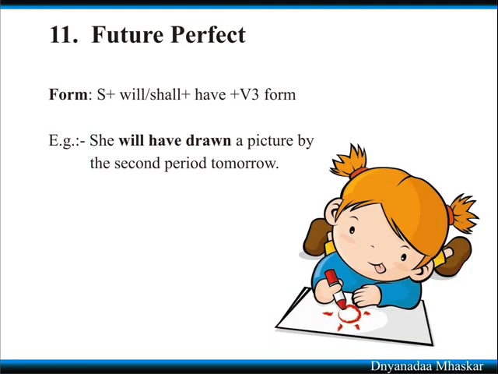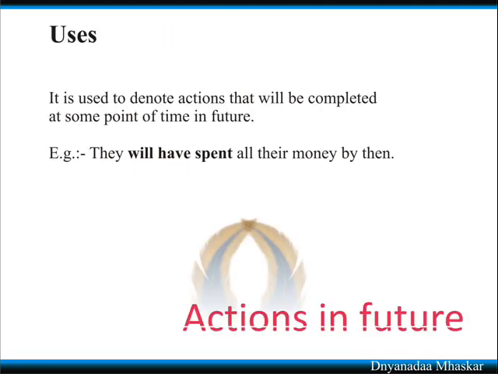Let us come to the next tense, that is future perfect. The form of future perfect is subject plus will or shall plus have plus V3 form of the verb. Example, she will have drawn a picture by the second period tomorrow. Let us see the use of future perfect. It is used to denote actions that will be completed at some point of time in future. Example, they will have spent all their money by then.